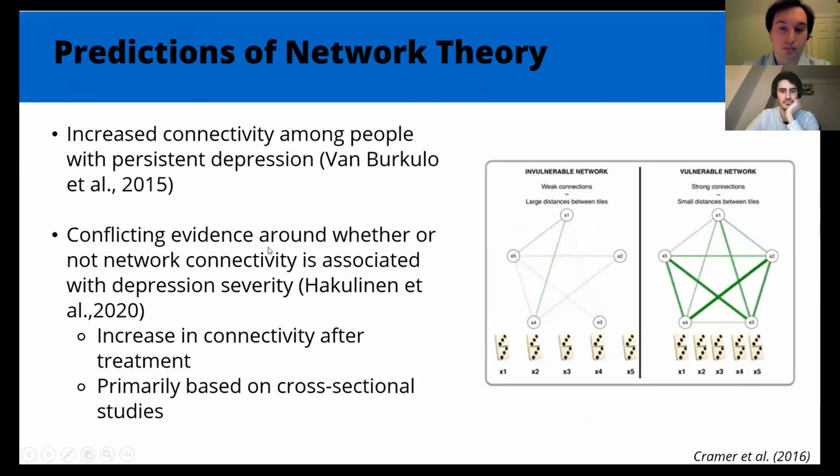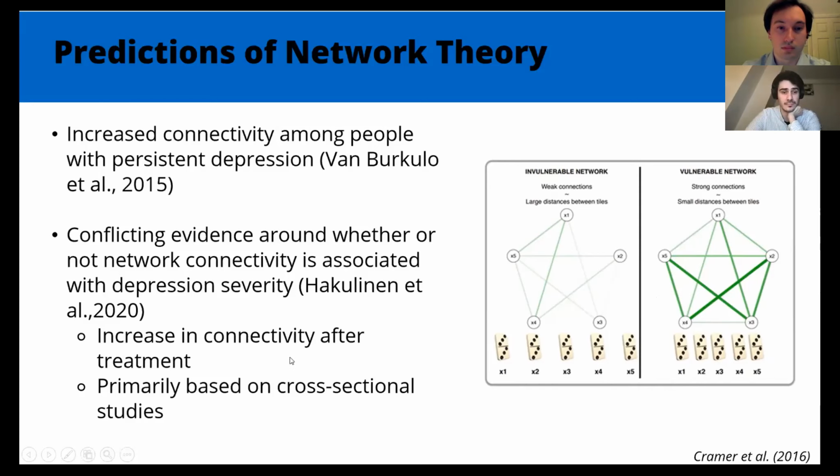So some of the predictions of network theory are that there will be increased connectivity in depression symptom networks among people with persistent depression. So for example, in people with depression in vulnerable networks, if you imagine these nodes as depressive symptoms, then if one symptom is activated, it is unlikely to lead to the activation of another symptom. However, in people with depression vulnerable networks, one symptom activating is very likely to lead to the activation of another symptom that can then cause a cascade of activation leading to the emergence of a depressive state.